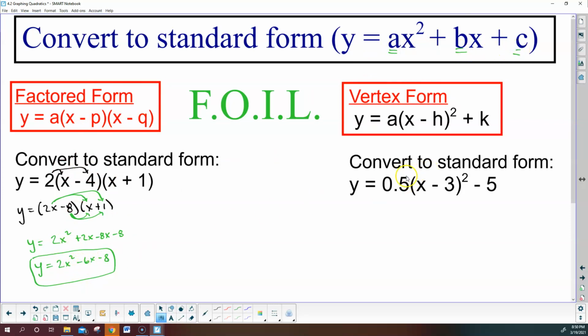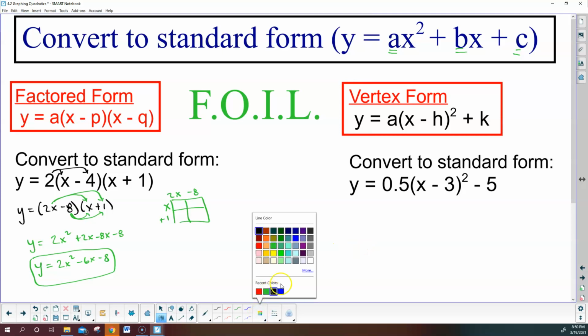Okay. Now we can do the same thing over here. By the way, you could use the area model for this as well, if you wanted to set up your box and just put 2x minus 8 and x plus 1. Some students like this better than the FOIL. It's your option completely. So how do I deal with the vertex form?